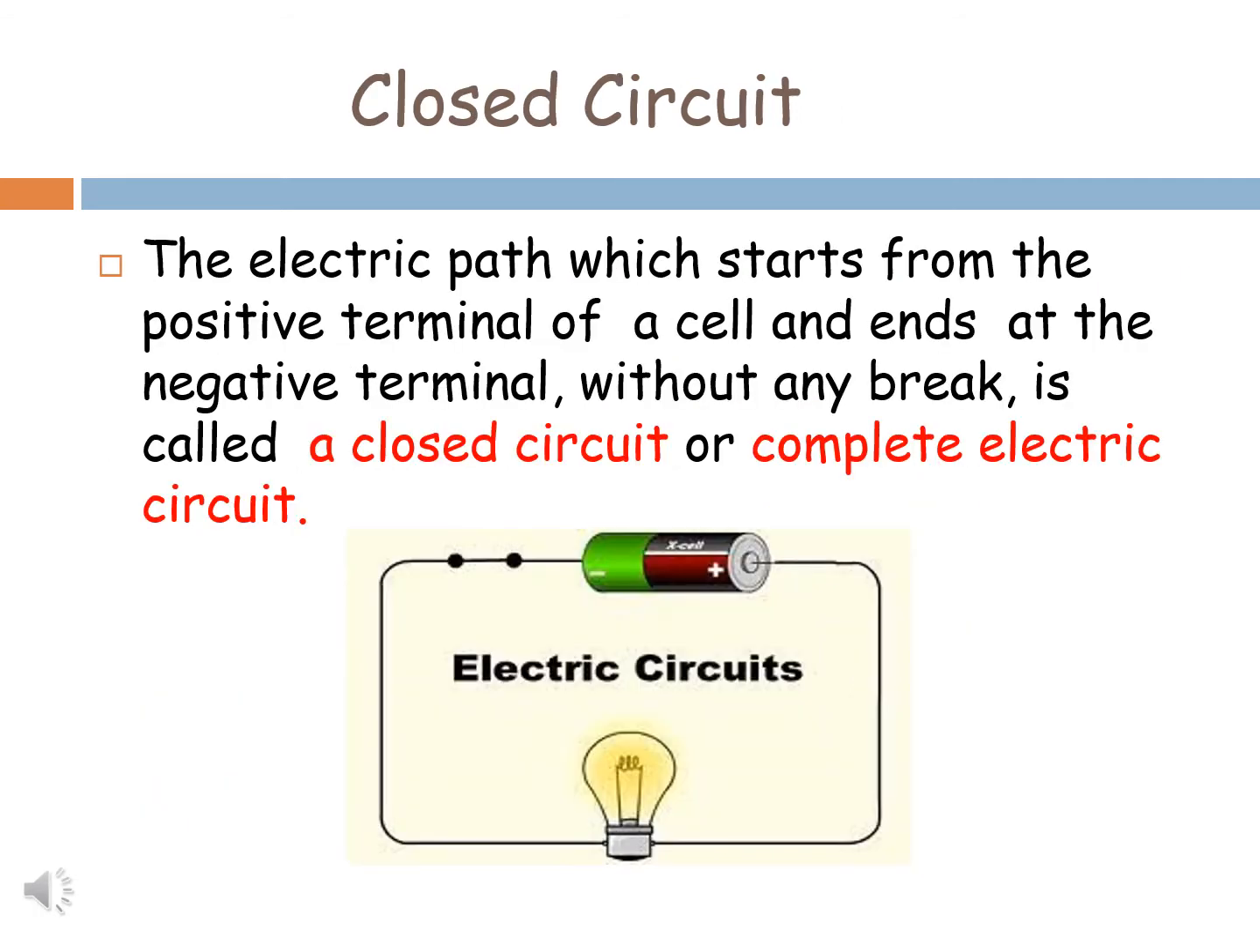Now electric circuits are also of two types: closed circuit and open circuit. Let us discuss closed circuit first. The electric path which starts from the positive terminal of a cell and ends at the negative terminal without any break is known as a closed circuit or complete electrical circuit. Here in this diagram you can see the circuit is complete. There is no break in the circuit, so it is a complete electric circuit. So here the bulb will glow.